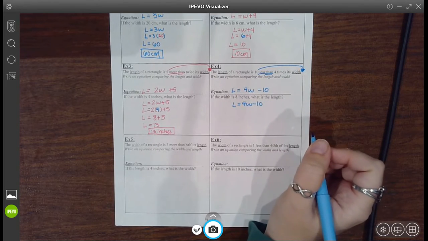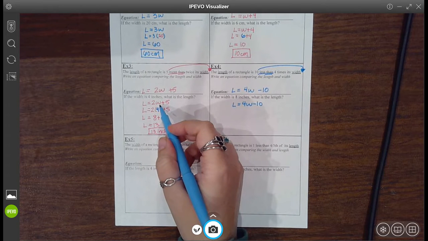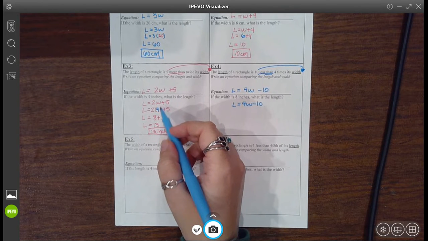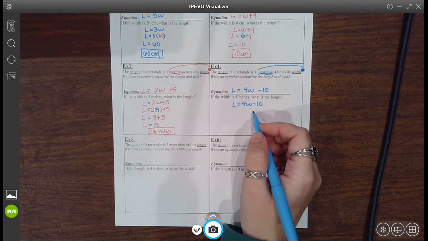If you got that one right, good job. And again, this one, if you had 5 plus 2W, you're still fine. You're still correct. You would have gotten the right answer. But here, if you had 10 minus 4W, that's not saying the same thing.